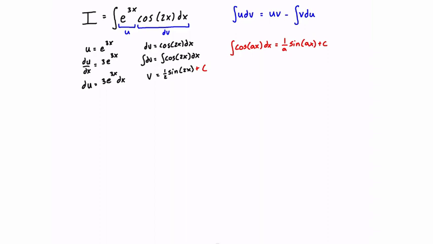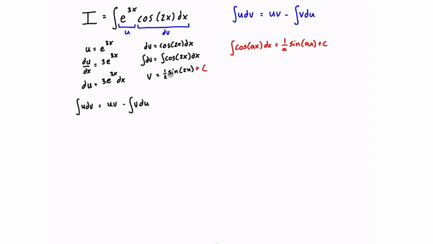Okay, so let's rewrite our integration by parts formula, which is just here. The integral of u dv is equal to u times v minus the integral of v du. Now we have all of these components. We have u, it's right here, it's e to the 3x.